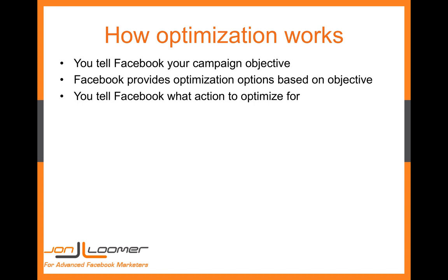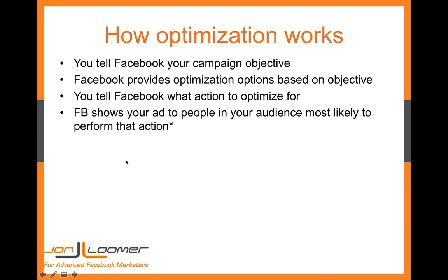So they say, okay, well, let's look at the audience you're targeting. All right, good. So within that audience, we're going to focus on this small group who are similar to those who have converted in the past. That's essentially what optimization is. So Facebook shows your ad to people in your audience most likely to perform that action.